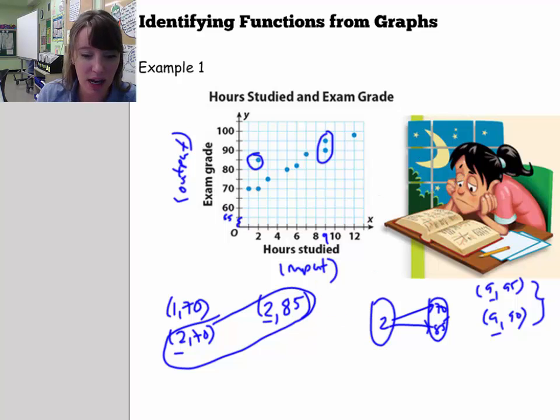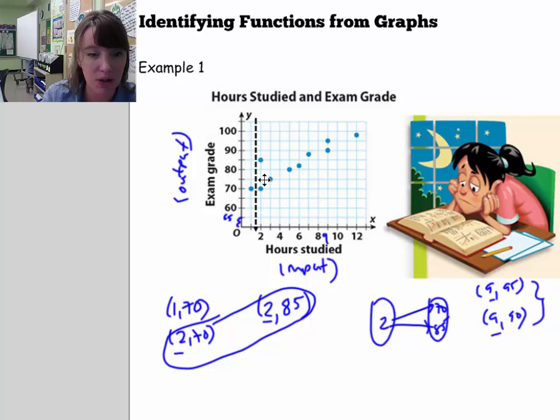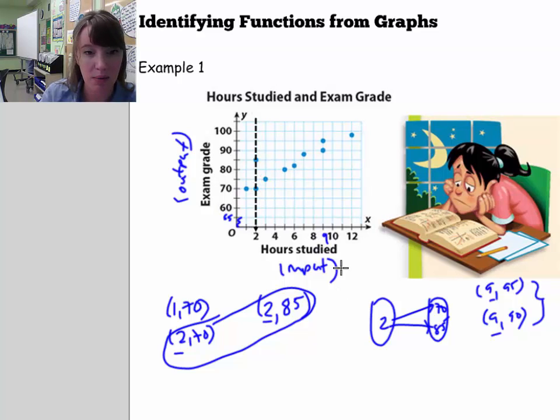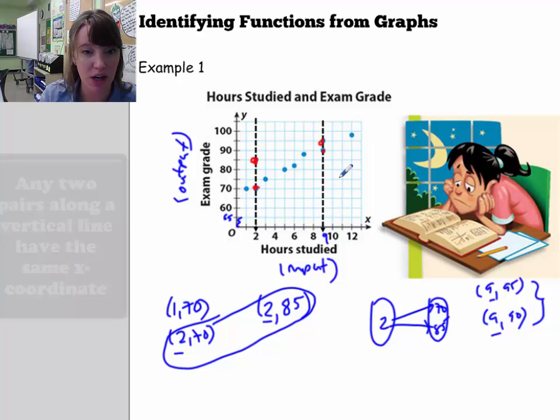And we can actually see that if the ordered pairs on a graph, if any of the points that are part of the relation fall along a vertical line here. So these fall along this vertical line right here. And these fall on this vertical line. If these 2 pairs fall along this line, it means they have the same x coordinate, right? Because any of the ordered pairs along this vertical line have the same x-coordinate. That means that the relation is not a function.